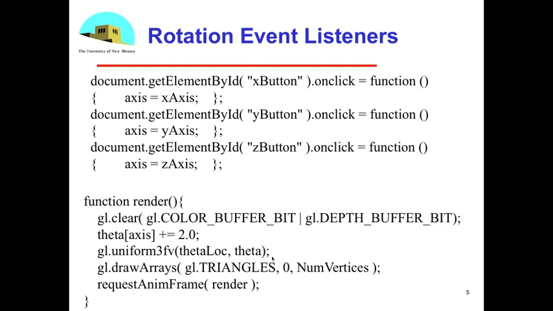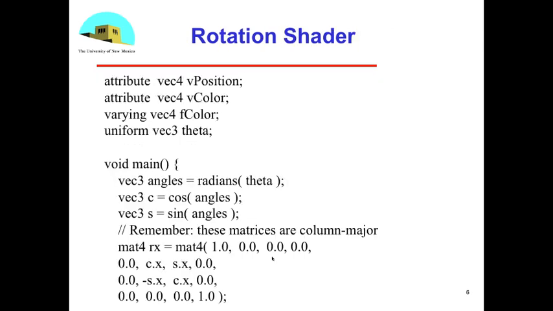So let's look at a rotation shader done in a very sort of brute force kind of way. What we're sending over is the position. We're sending over the color. We're going to interpolate the colors, so we're just going to output the color as a varying variable. So this is all standard stuff that we've done before. And I'm going to take in the 3 angles. So theta here is a vec3, theta x, theta y, theta z, that's going to come from the application and be changed within the render loop.